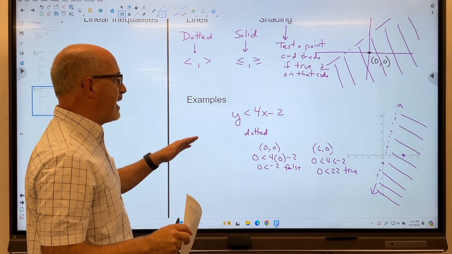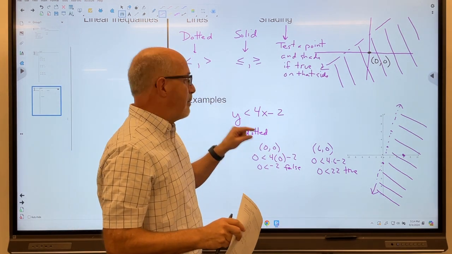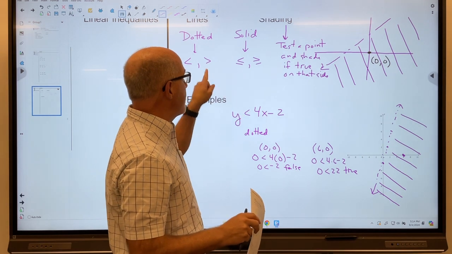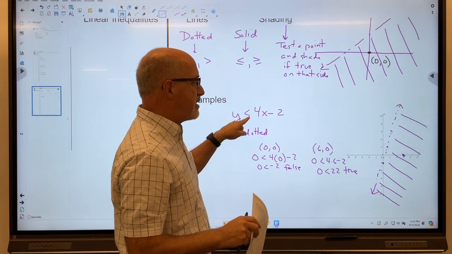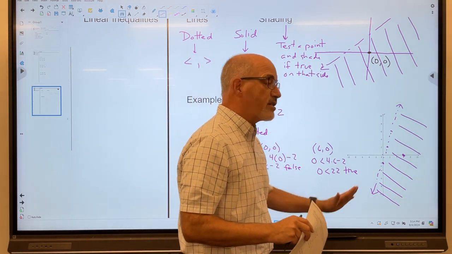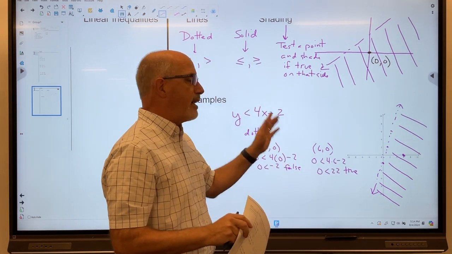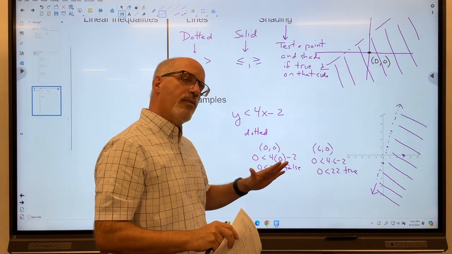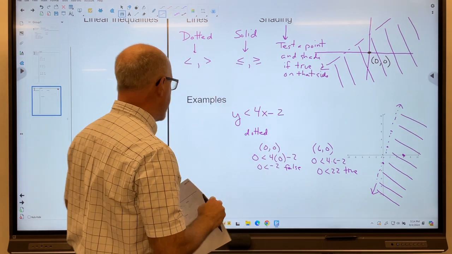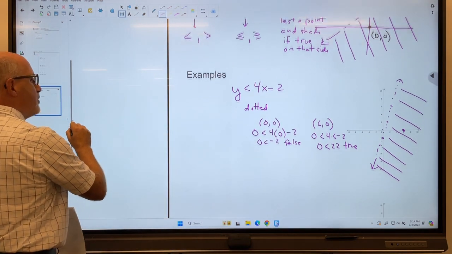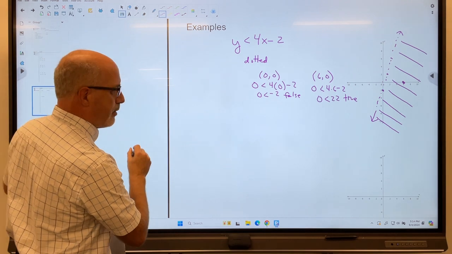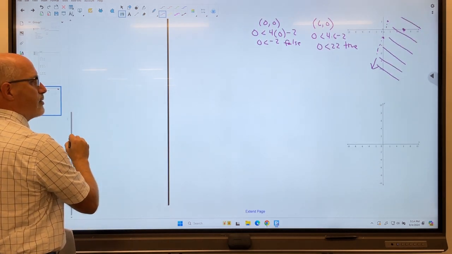So the steps again: graph your line, making sure that if it's less than or greater than, you make it dotted. If it's less than or equal to, or greater than or equal to, make it solid. Then test a point. If it works, then every point on that side will work, so shade on that side of the line. Let's do another example down here. I've got another graph down here to use.